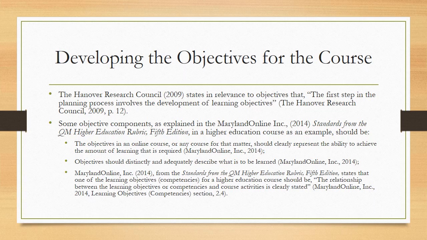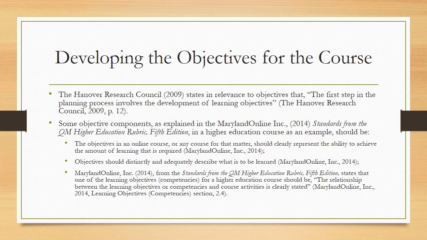Some objective components, as explained in the Maryland Online Incorporation from 2014, Standards from the QM Higher Education Rubric, 5th edition, in a higher education course, as an example, should be: the objectives in an online course, or any course for that matter, should clearly represent the ability to achieve the amount of learning that is required, from the Maryland Online Incorporation from 2014.